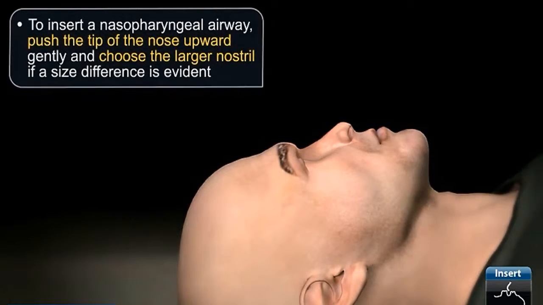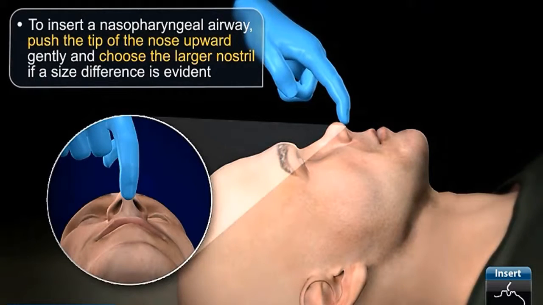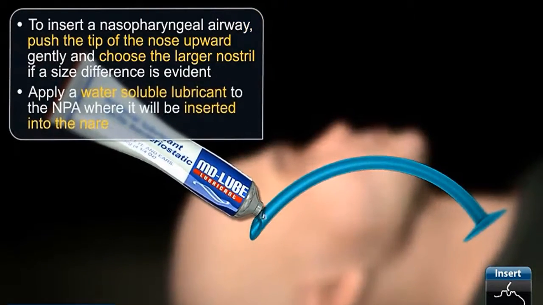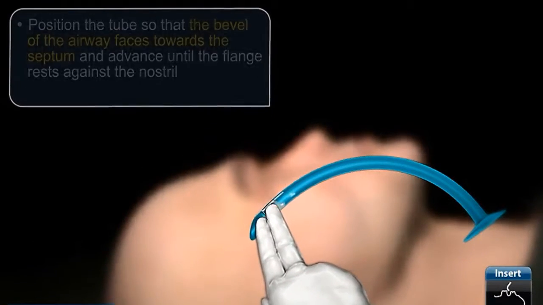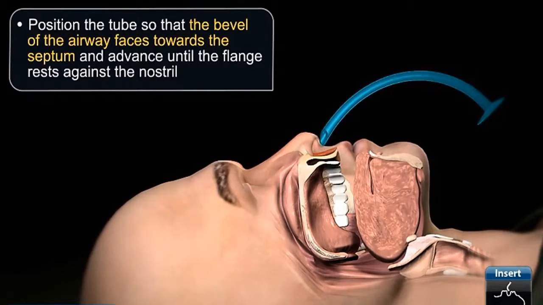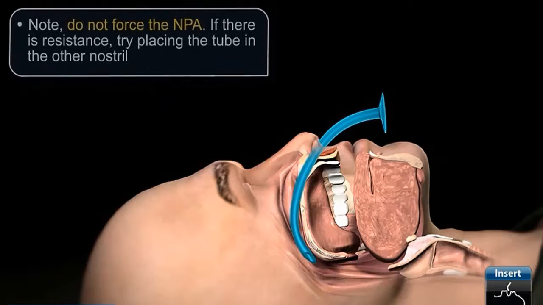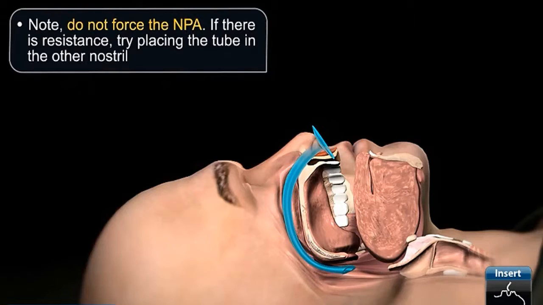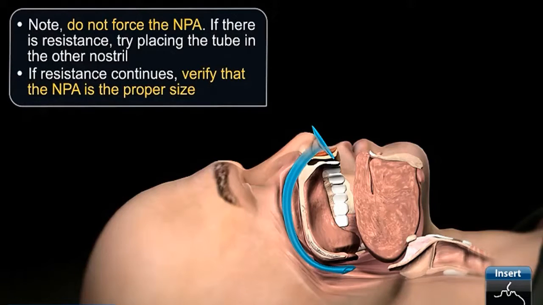To insert a nasopharyngeal airway, push the tip of the nose upward gently and choose the larger nostril if a size difference is evident. Apply a water-soluble lubricant to the NPA where it will be inserted into the nares. Position the tube so that the bevel of the airway faces toward the septum and advance until the flange rests against the nostril. Note, do not force the NPA. If there is resistance, try placing the tube in the other nostril. If resistance continues, verify that the NPA is the proper size.